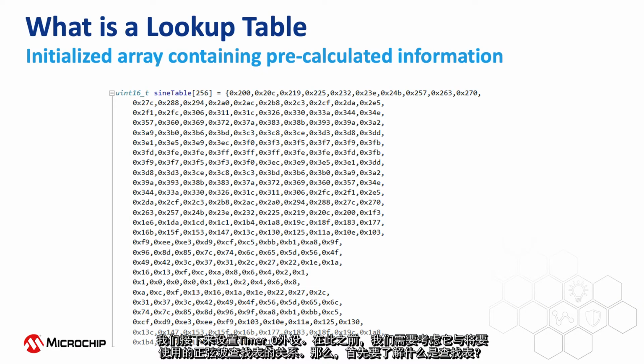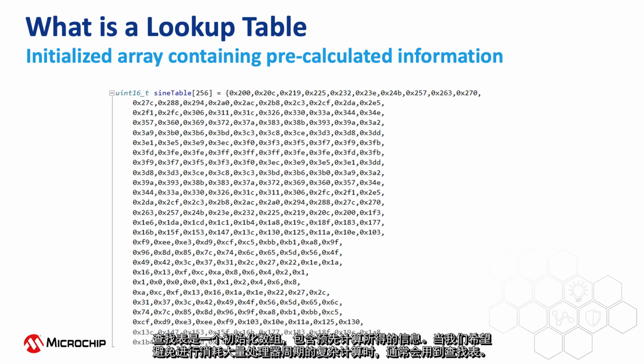But first, what is a lookup table? Well, a lookup table is just an initialized array that contains pre-calculated information. They are most often used when we want to avoid complex calculations, as they tend to use a lot of processor cycles.